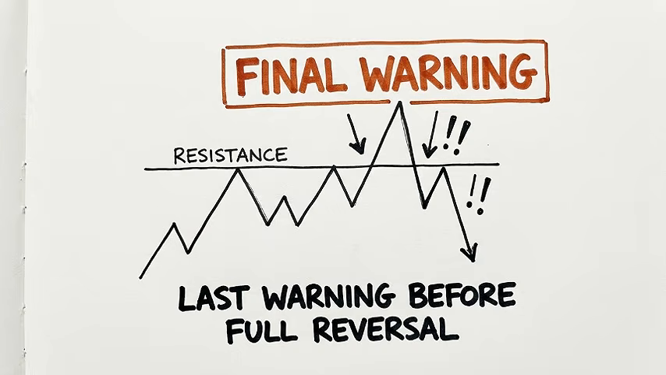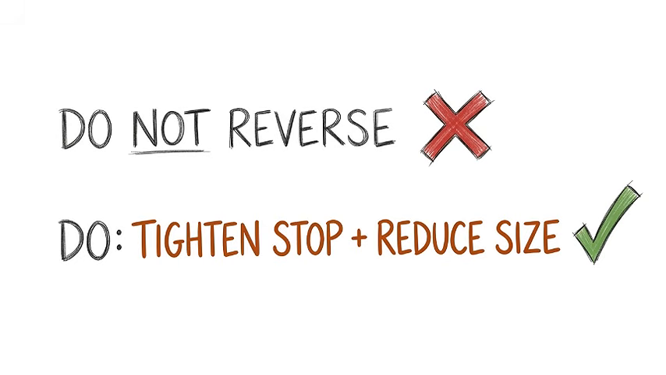This is often the final warning the market gives before a full reversal. The buyers tried to extend the trend and failed. Supply at that level completely overwhelmed the buying attempt. Now this is critical. These warning signs do not tell you to reverse your position.